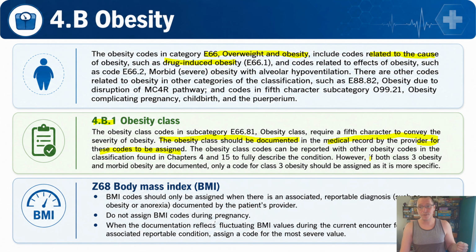And then it is also important to note that however class 3 obesity and morbid obesity are documented together, you may only code class 3 obesity as it is considered more specific. Personally, I kind of hate that guideline, and I'll expand more on it later, but that's how it works. Just remember, you can report the class codes with more specific class codes, except class 3 with specifically morbid obesity.